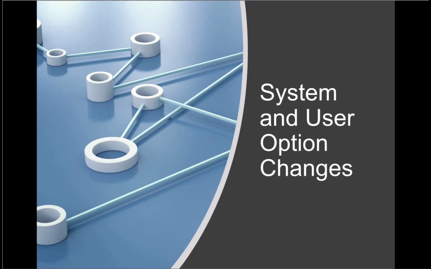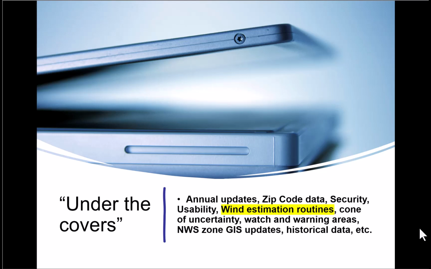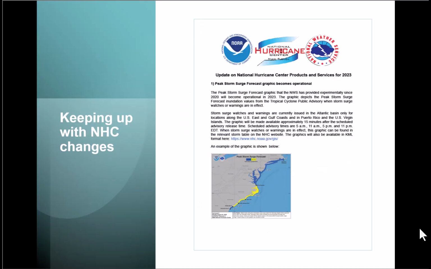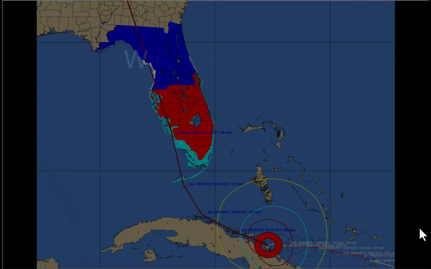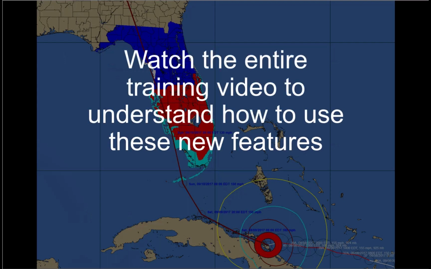Just briefly on those system and user option changes. And then, as we mentioned, some of the under the cover items, a little bit more detail on that. And then keeping up with the Hurricane Center changes, here's an example of one of the things that are changing. And finally, the additional training opportunities will be shown. So please watch the entire training video, it's not too long, to understand how to use these features.